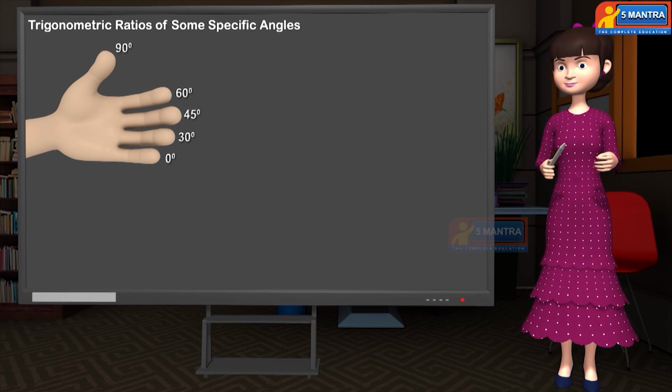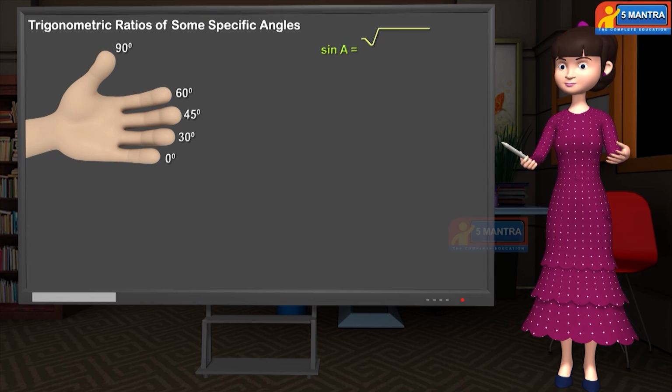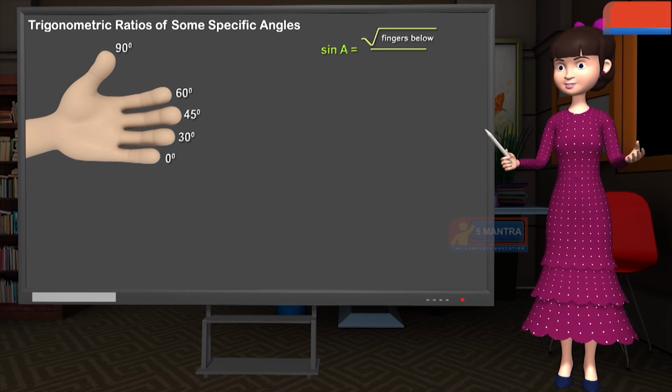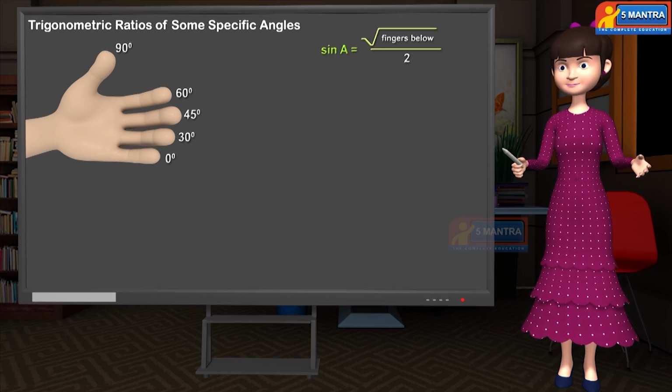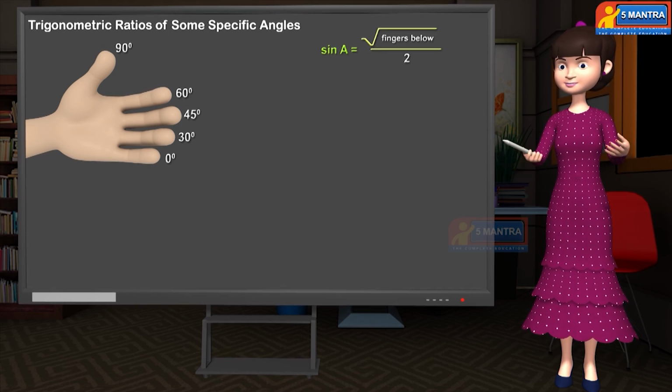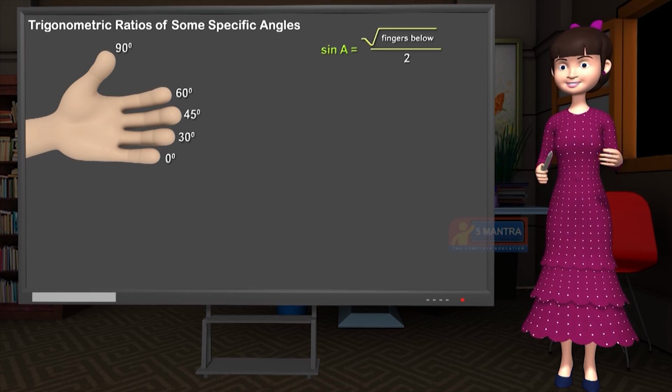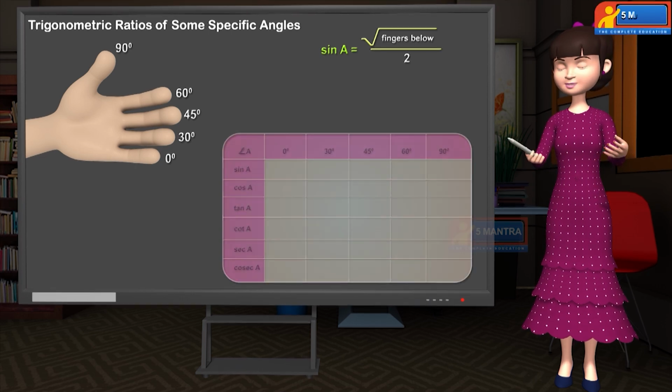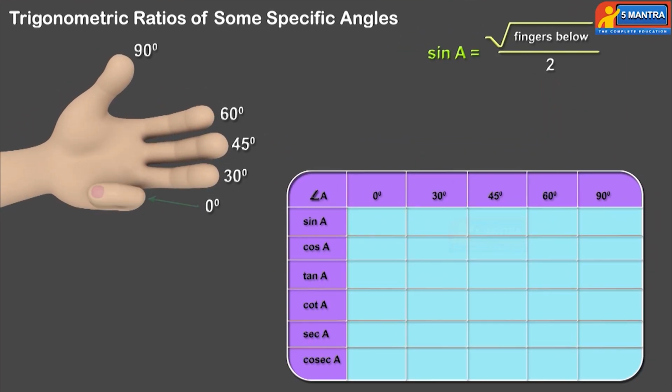Let's start finding the sine values. Remember, the trick of the formula is equal to under the root fingers below divided by 2. Let's see how to find the sine of 0. As per our formula, we need to find the number of fingers below our reference finger. Below the little finger, we don't have any fingers. So, under root 0 by 2, which is sine 0 is equal to 0.